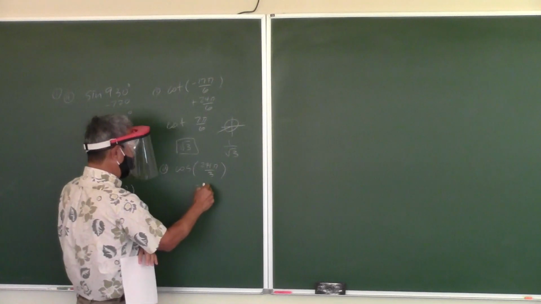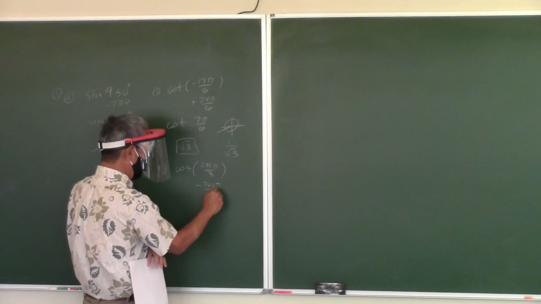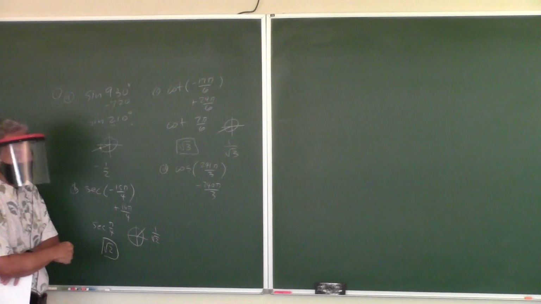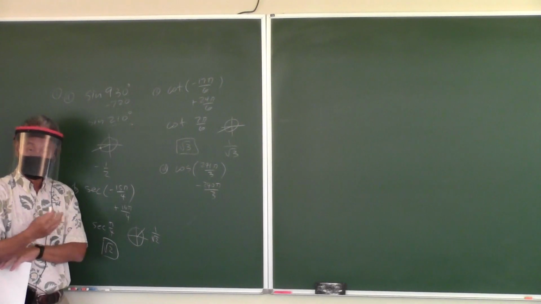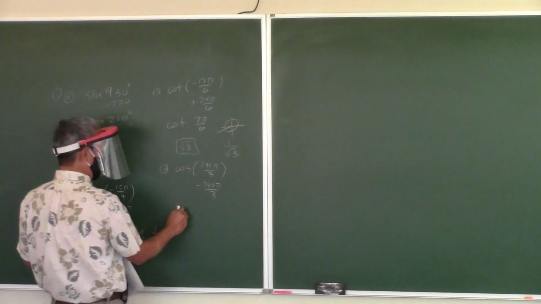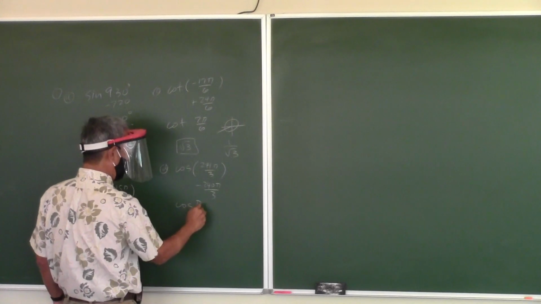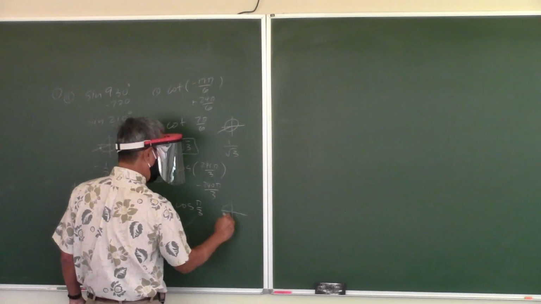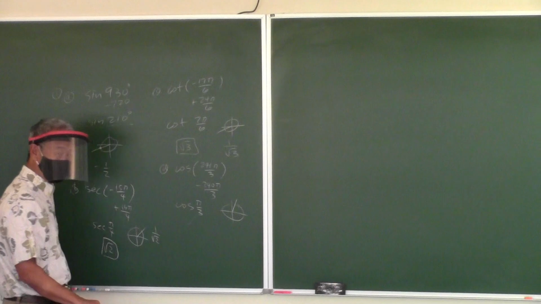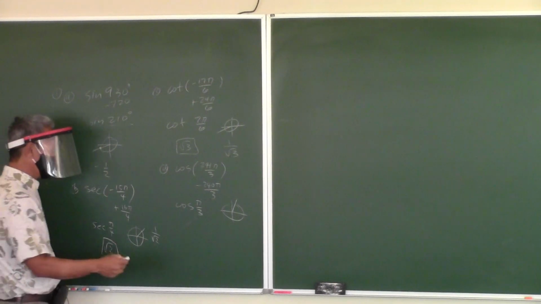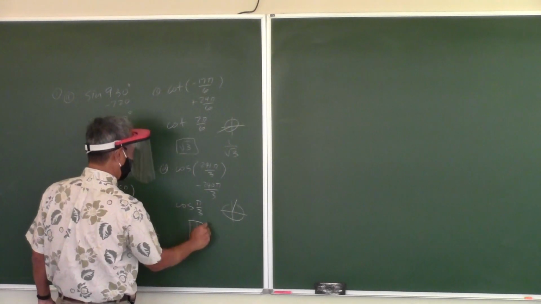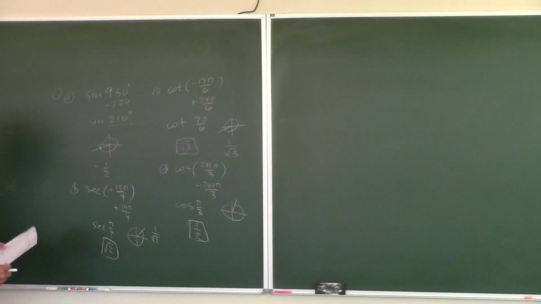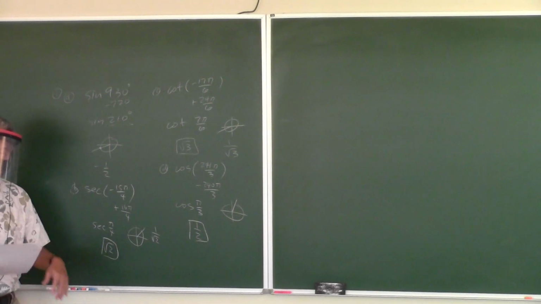240π over 3. Because isn't that the same thing as 80π, which is a multiple of 2π? So you get cosine of π/3. And I know where that angle is, right there, 60 degrees. And cosine of 60 degrees we know is 1/2. There you go.